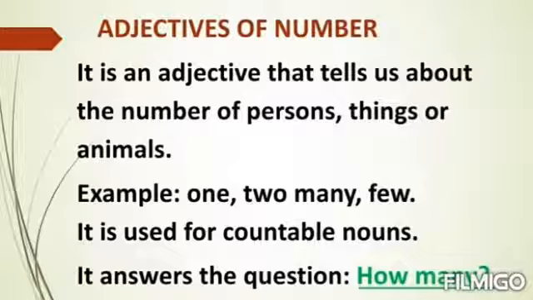Adjective of number. An adjective of number is an adjective that tells us about the number of persons, things or animals. Example, one, two, many, few. It is used for countable nouns. It answers the question, how many?